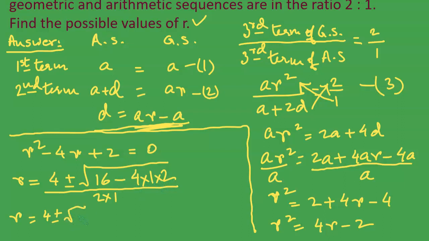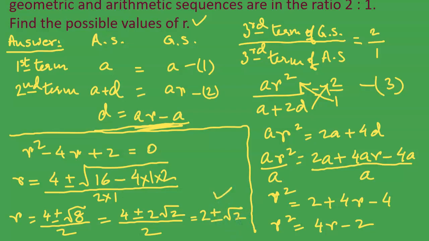Over 2. So this is equal to 4 plus minus 2 root 2 over 2, since root 8 can be written as 2 root 2, which is equal to 2 plus minus root 2. These are the two possible values of R. R can be equal to 2 plus root 2 or 2 minus root 2. These are the two exact values.